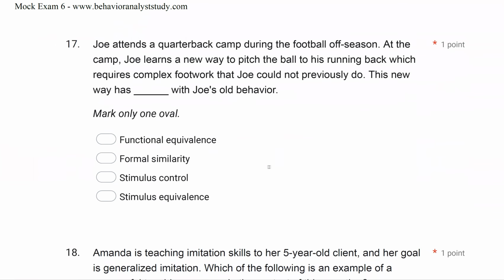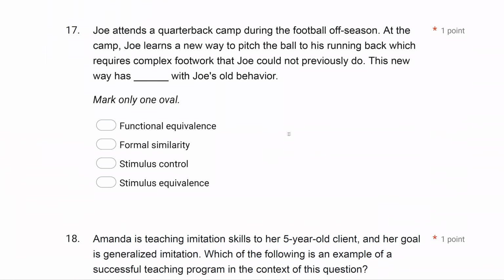17, Joe attends a quarterback camp during football off-season. At the camp, Joe learns a new way to pitch the ball to his running back, which requires complex footwork that Joe could not previously do. This new way has blank with Joe's old behavior. So we're looking at the new way compared to Joe's old behavior. And what is the new way? Well, the new way is a way to pitch the ball with complex footwork. Joe could not do that before. So the old way is the way Joe used to do it without the complex footwork. The new way has this complex, brand new footwork.